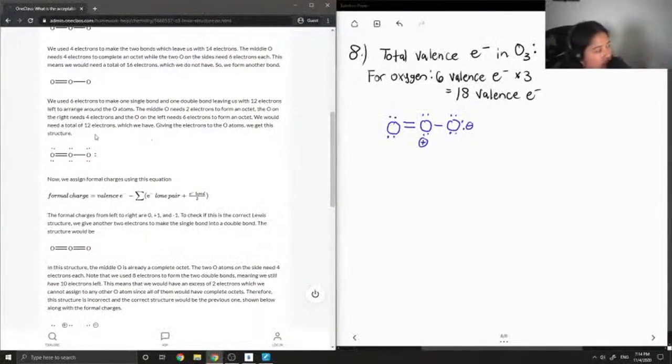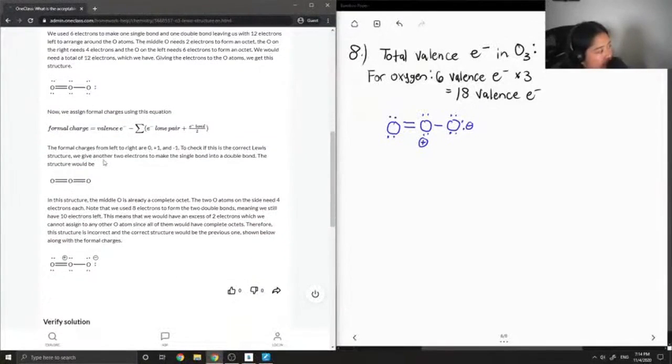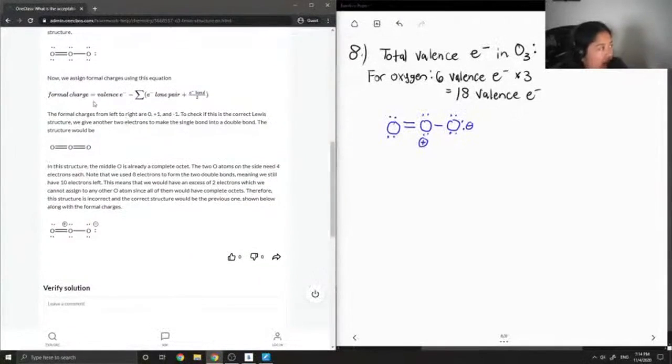Giving the electrons to the oxygen atoms, we get this structure. Now we assign a formal charge using this equation. So they have formal charge is equal to the number of valence electrons minus the number of electrons in a lone pair plus the number of electrons participating in the bond divided by 2. Formal charges from left to right are 0, +1, and -1.